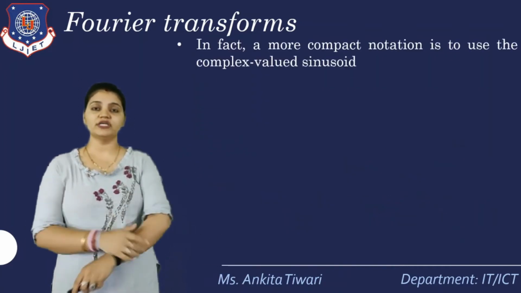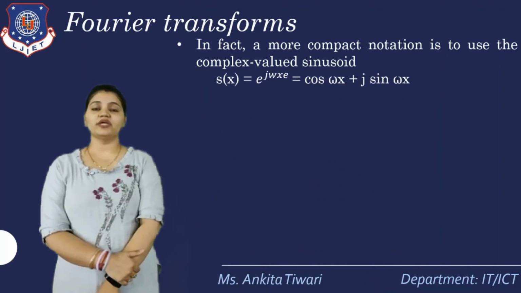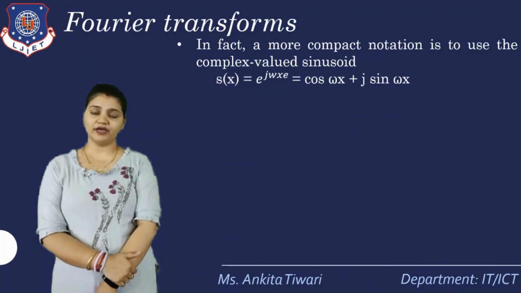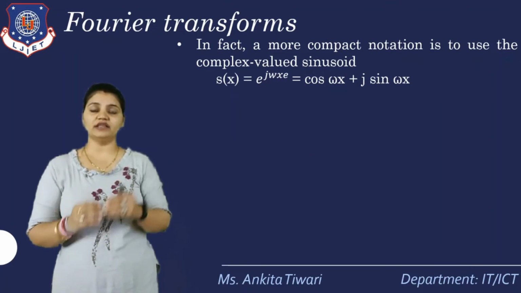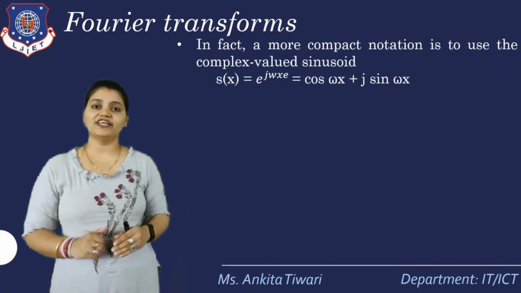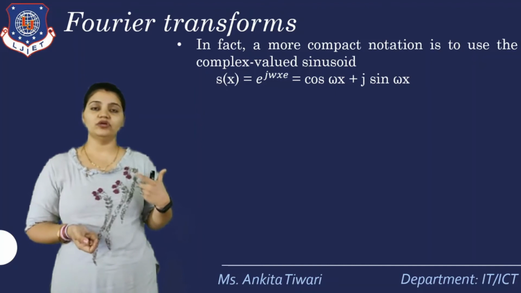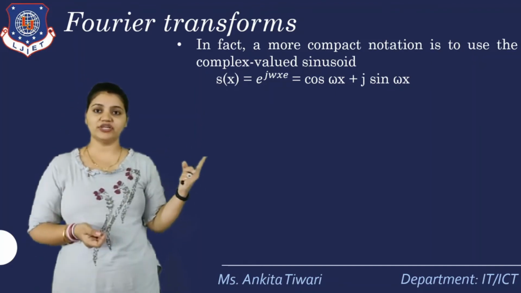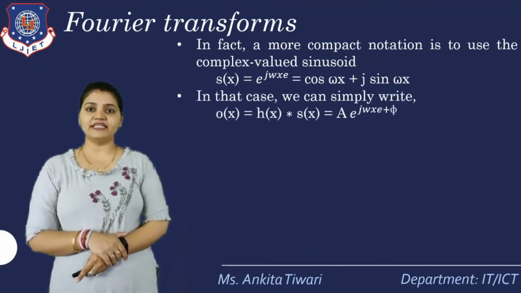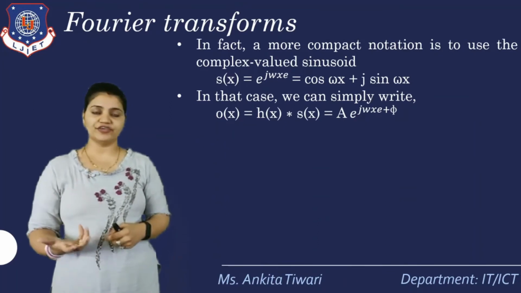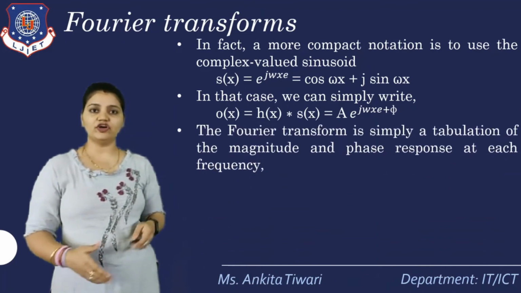Whenever we are doing this Fourier transformation, a more compact notation is used, that is, the complex valued sinusoid. So s of x is equal to e raised to j w x, which is equal to, now we bifurcate with respect to theta, cos and sine: cos wx plus j sin wx, where j sin wx is the imaginary part. In that case we can simply write o of x equals h of x times s of x, which we already know is A e raised to j(w x plus phi).